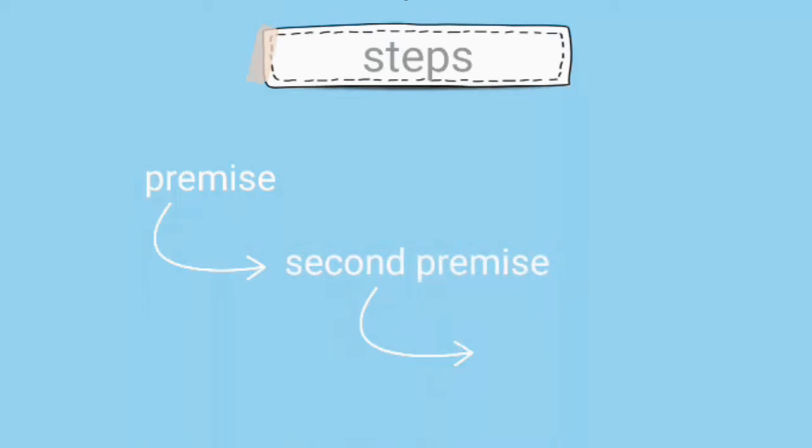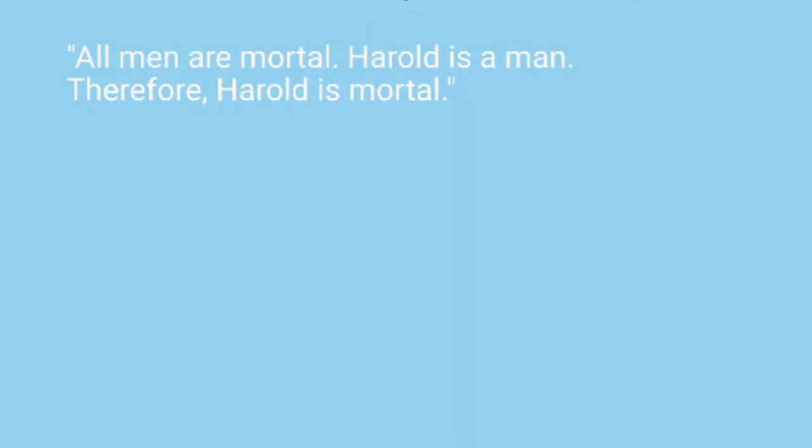Deductive reasoning usually follows steps. First, there is a premise, then a second premise, and finally an inference. A common form of deductive reasoning is a syllogism, in which two statements, a major premise and a minor premise, reach a logical conclusion. For example, all men are mortal. Harold is a man, therefore Harold is mortal.